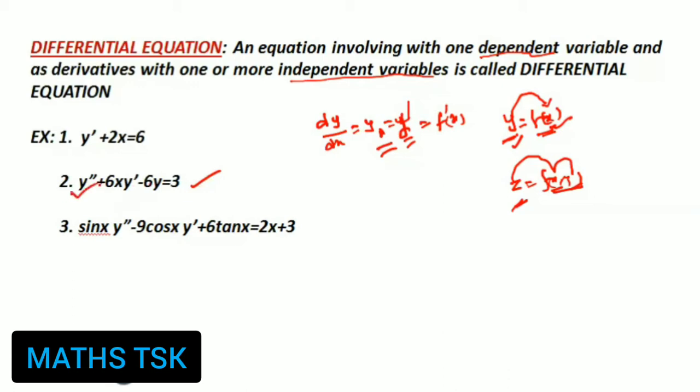It is an equation involving derivatives, with one dependent variable and its derivatives with respect to one or more independent variables. Sin x into d square y by dx square minus 9 cos x into dy by dx plus 6 tan x is equal to 2x plus 3 are examples of a differential equation.